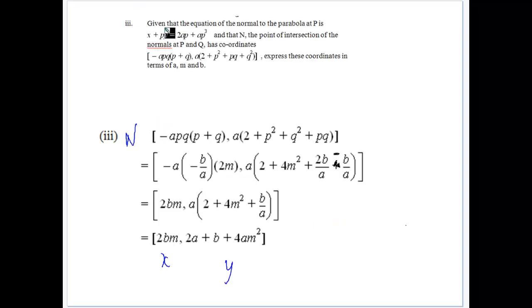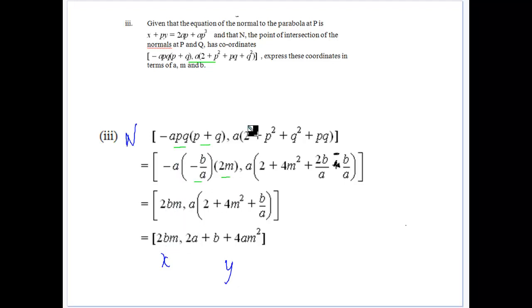So given that the equation of the normal of the parabola is that one, you don't have to prove it, you're given that. N is the point of intersection of the normals, and has that. Express these coordinates in terms of a, m and b. Now here's where we have to play around with our algebra. We've got minus a times pq, p plus q. Well, from what we just had in part 2, pq can be written as minus b on a, and p plus q can be written as 2m, which we can cancel down with 2bm.